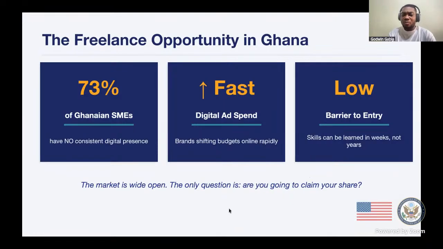So the market is wide open, right? The market is really wide open. The only question I'm asking today is, are you going to claim your share? Right? There's a huge market. 73% of 2 million is well over 1.5 million, if my math is right. Right? So are you willing to tap into that space?